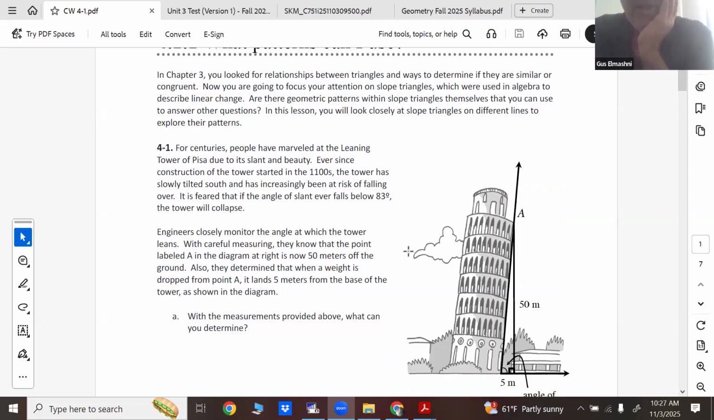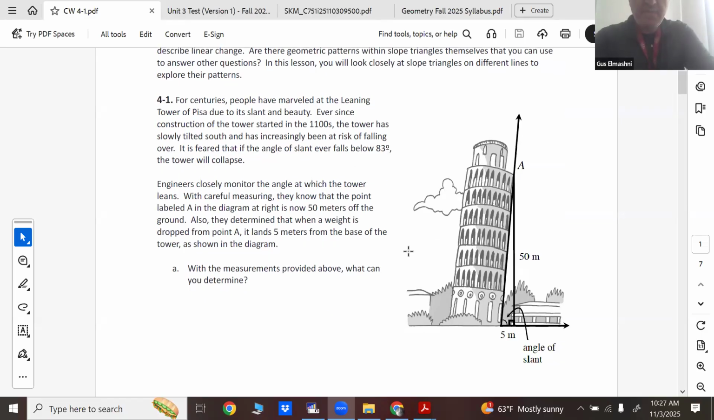So let's look at the next one. Colette, do you mind reading where it says "For centuries"? "People have marveled at the Leaning Tower of Pisa due to its slant and beauty. Ever since the construction of the tower started in the 1100s, the tower has slowly tilted south and has increasingly been at risk of falling over. It is feared that if the angle of the slant ever falls below 83 degrees, the tower will collapse."